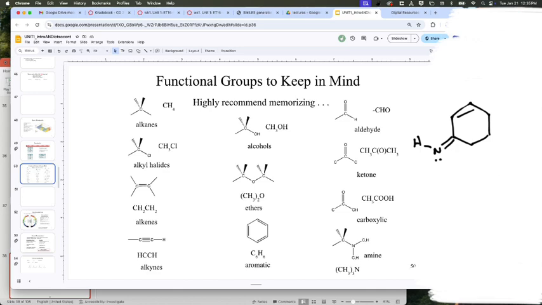Okay? So, can I do it? I'm going to make a modification. Let's make it a little bit easier at first. Let's do that. Okay. So if I look at this structure, what functional groups do I see?